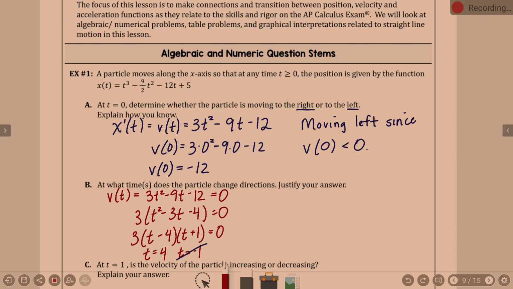Well, but again, it's an x-intercept. My graph could do something like that, where it hits 0 and then goes back up. We need to show that there is a change in direction, and a change in direction means there's a change in the sign, yes? Okay, so one way to think about that, we know the velocity at 4 is 0, agree?